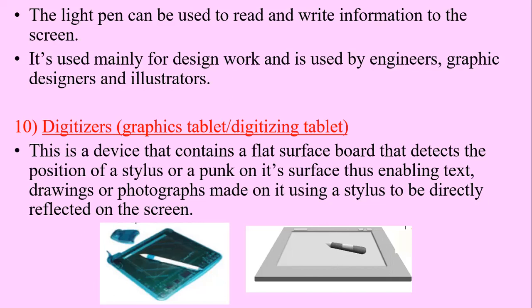Our 10th device is digitizers. They are also called graphic tablets or digitizing tablets. A digitizer is a device that contains a flat surface board that detects the position of a stylus or a punch on its surface, thus enabling text, drawings, or photographs made on it using a stylus to be directly reflected on the screen. And these two diagrams illustrate a digitizer together with its punch or stylus.